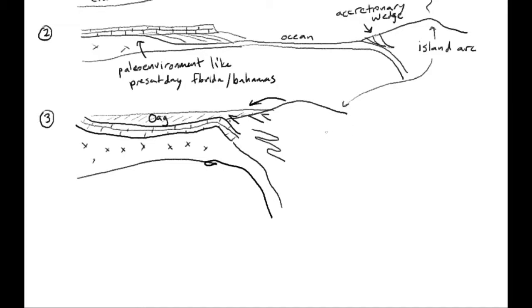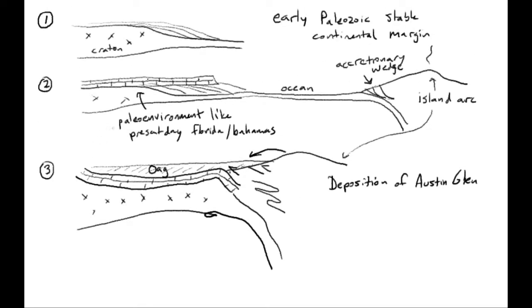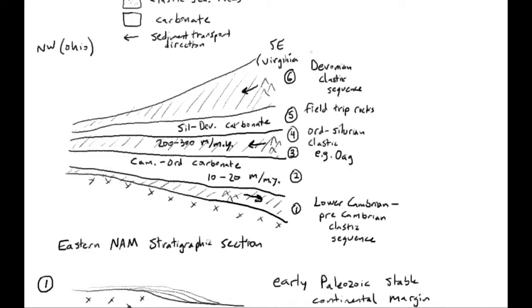So we could title 3 Deposition of Austin Glen and related rock layers. So let's just go back and look at the sort of stratigraphic column. So what we've come up through here, 3. So we started out with this passive margin sequence here. Put some carbonate on top of it that deposits fairly slowly.